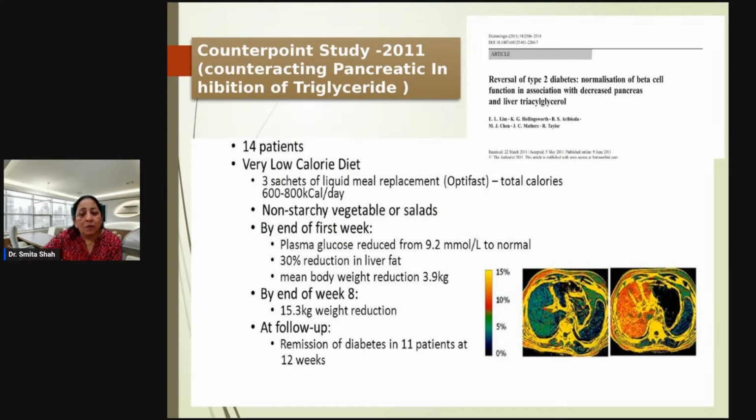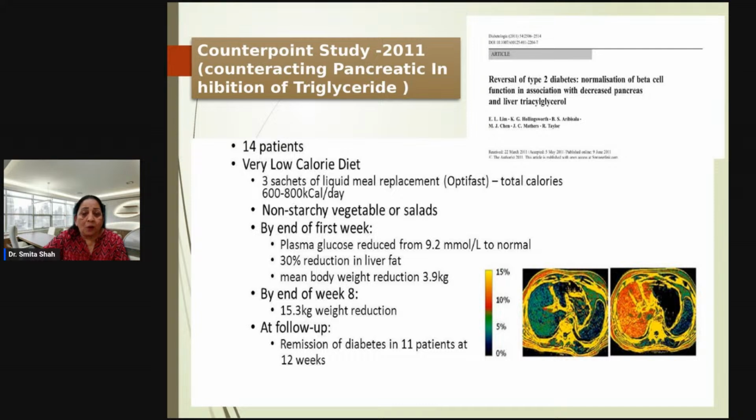And this study was only 14 patients on a very low calorie diet. It was 3 sachets of the liquid meal replacement, and total calories were only 600 to 800 kilocalories, plus non-starchy vegetables and salad. By the end of the first week, the plasma glucose reduced from 9.2 millimole to normal, with a 30% reduction in liver fat. And by the end of 8 weeks, a 15.3 kg weight reduction was achieved.